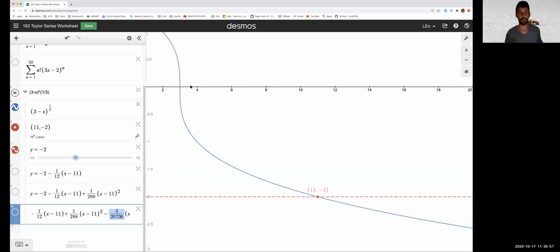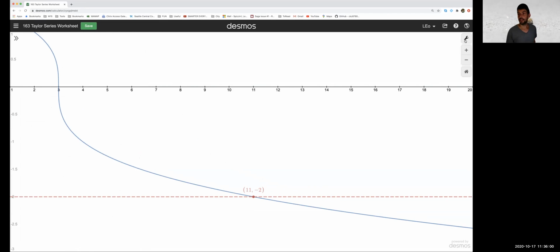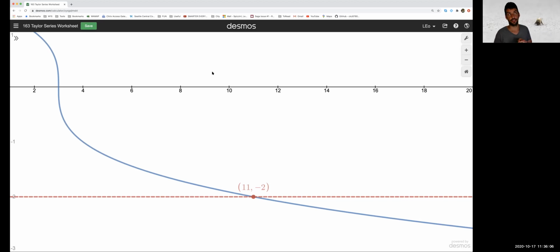But here's what I really want to show us. Let me make this a little bigger. The blue line is the function, the cube root of 3 minus x. That's our function. At x equals 11, the value of that function is -2. So I've put that point on the graph. And let me do one more thing. Let's just copy down what we just had.